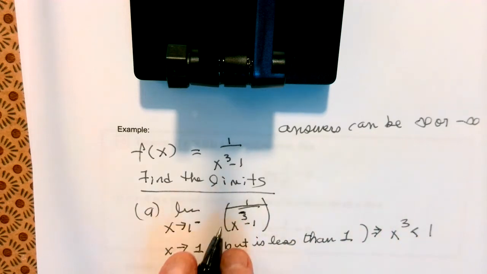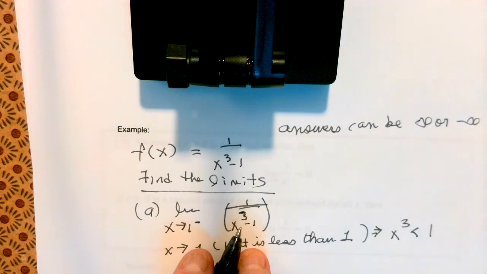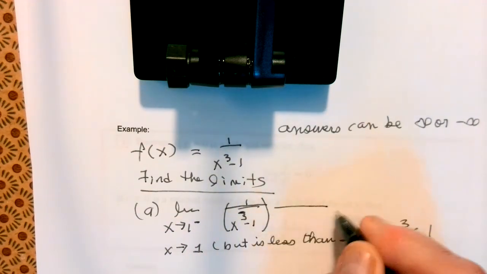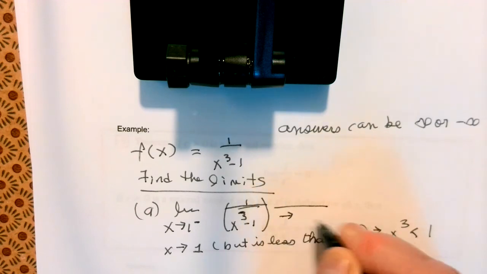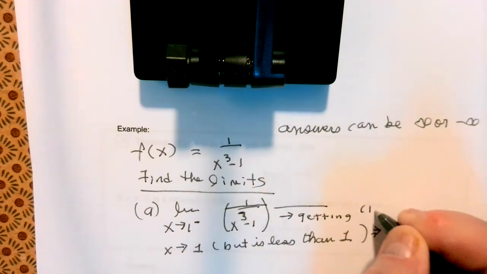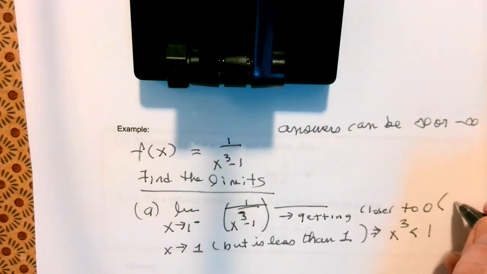So what's going to happen here is I'm taking something that's less than 1, and then I'm subtracting 1 from it. So this is going to 1, but it's less than 1, and then you're subtracting 1. What's happening is the denominator is getting closer to 0, and it's negative.